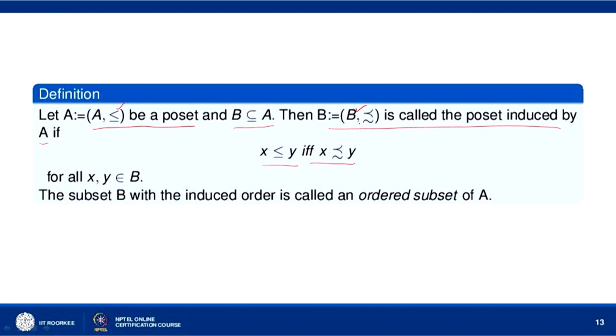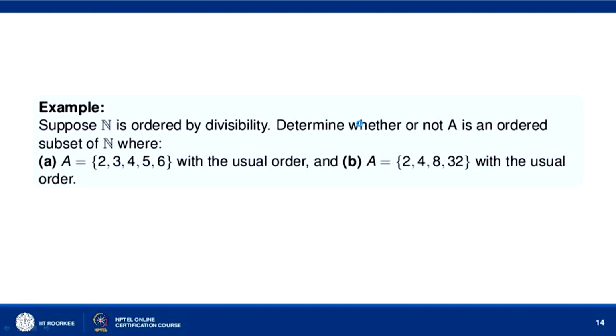Now, let us look at an example on this. Suppose N is ordered by divisibility. Determine whether or not A is an ordered subset of N, where A consists of 2, 3, 4, 5, 6 with the usual order. Usual order, as we have seen earlier, means less than or equal to.